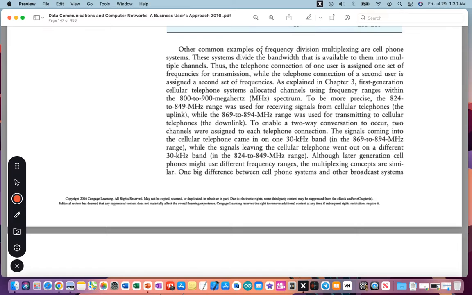Other common examples of frequency division multiplexing are cell phone systems. These systems divide the bandwidth that is available to them into multiple channels. Thus, the telephone connection of one user is assigned one set of frequencies for transmission, while the telephone connection of a second user is assigned a second set of frequencies.